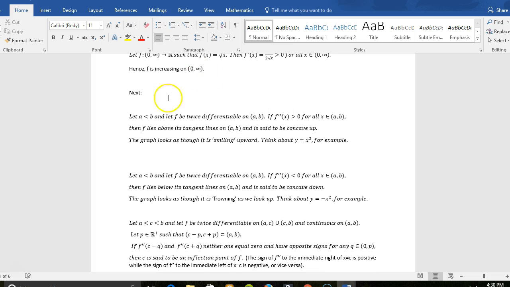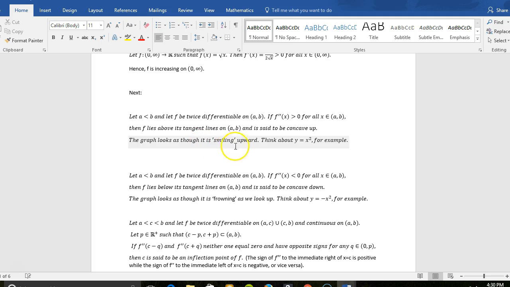Okay. Next, let a be less than b and let f be twice differentiable on the open interval ab. If f double prime is greater than 0 for all x in our open interval ab, then f lies above its tangent lines on ab, any given tangent line, and is said to be concave up. That's the very definition of concave up. It lies above its tangent lines.